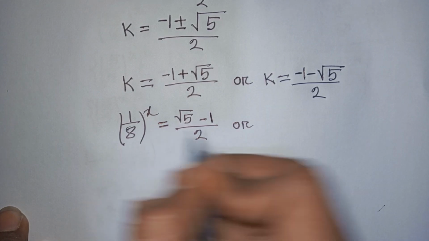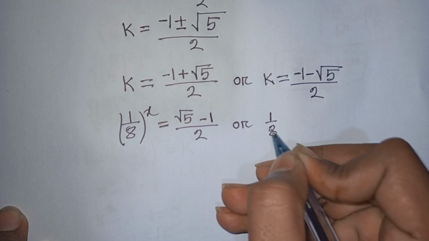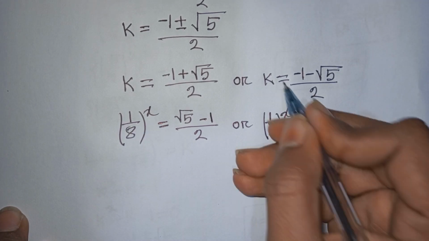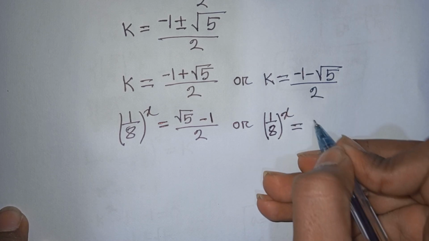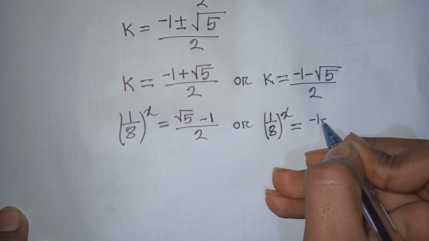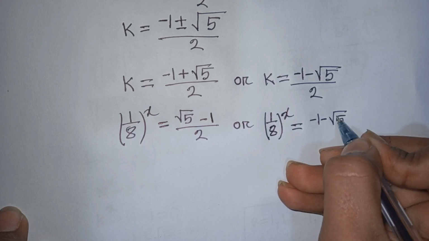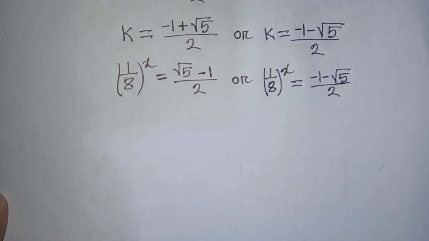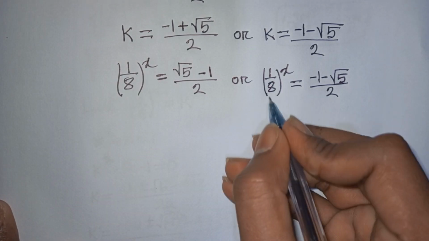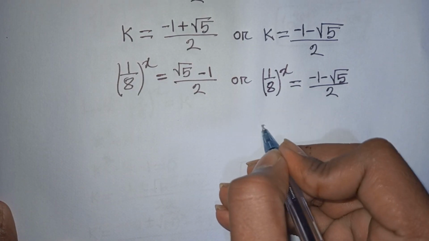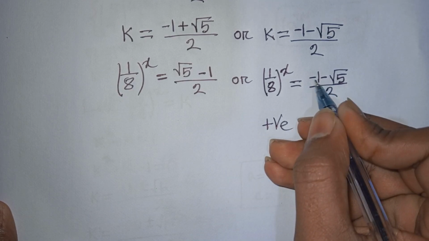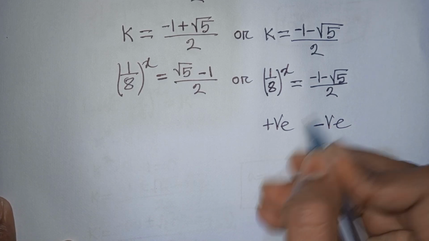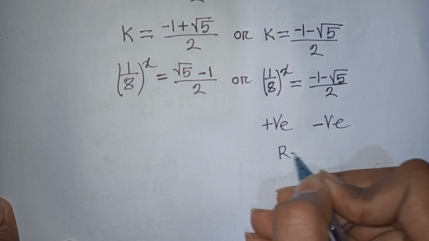Or k, that means 1 by 8 bracket power of x, is equal to minus 1 minus a square root of 5 divided by 2. Now 1 by 8 bracket power any number is always positive, but minus 1 minus a square root of 5 divided by 2 must be negative. So positive cannot be equal to negative, so reject this.